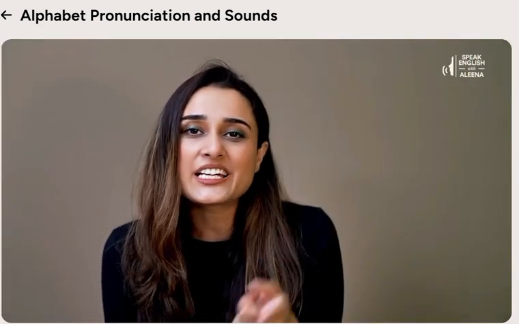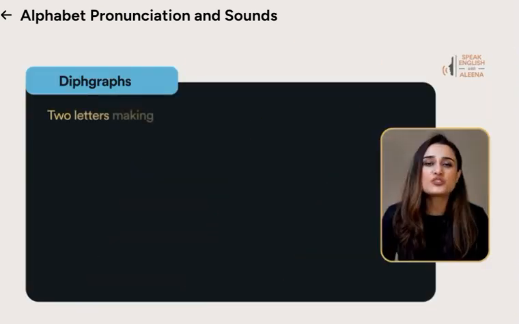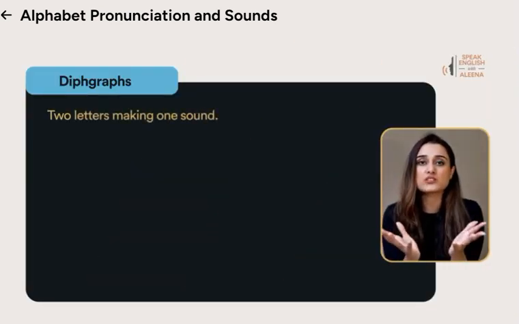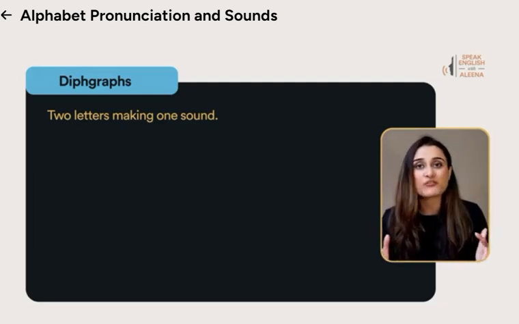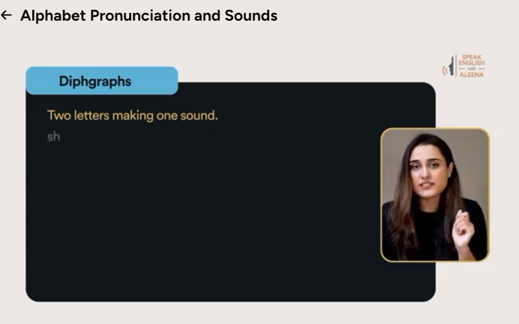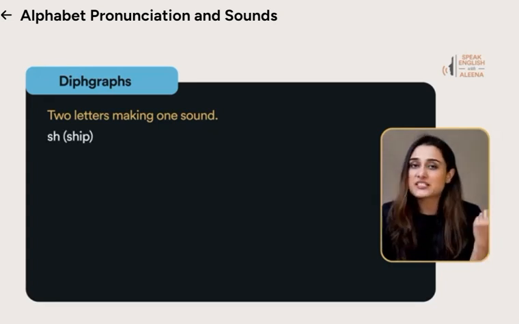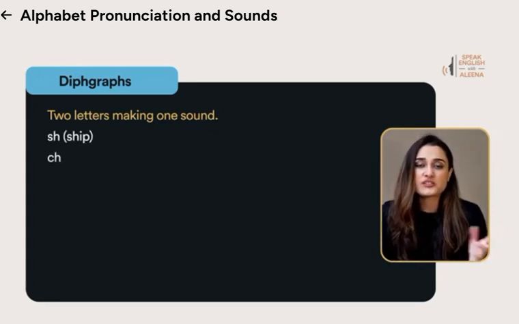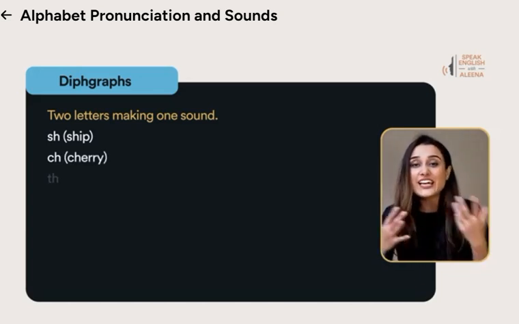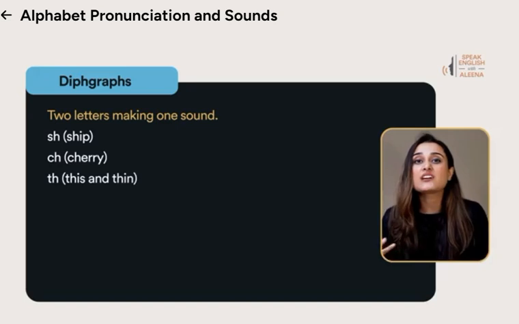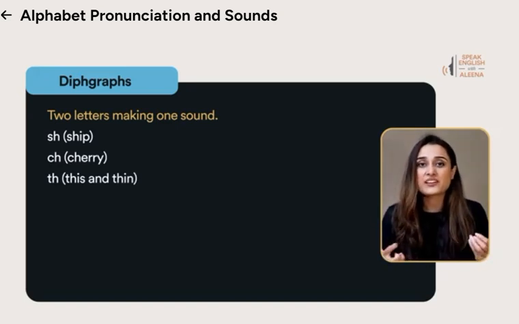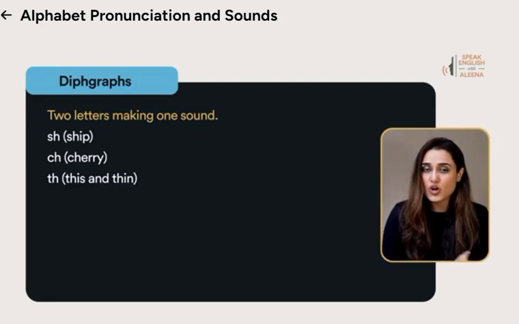Next we've got digraphs. Digraphs are two letters combined together making one sound. It's very easy to understand in terms of Hindi. I'll give you a few examples. S and H together makes the sound sh. That is a digraph. C and H together make the sound ch, as in cherry. Then you've got T and H together makes th, or the. That sound also is made from it, as in this or thin.